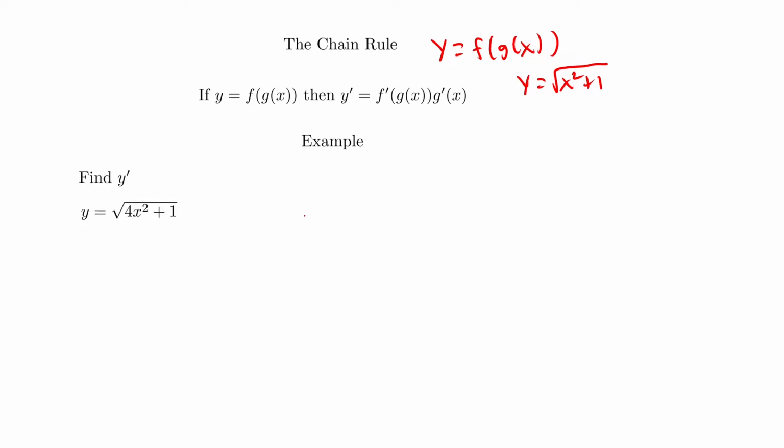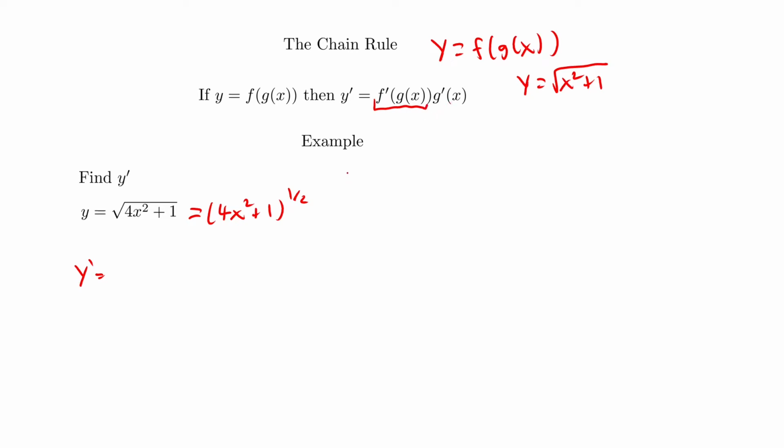So the first one that we're going to look at is y equals the square root of 4x squared plus 1, and I want to find y prime. So the way in which we do this is, the first thing I'm going to do, because this is a square root, is convert it into exponential form. So remember that the square root is the same as the 1/2 power. So to find y prime, we need to find f prime of g of x and then multiply it by g prime of x.